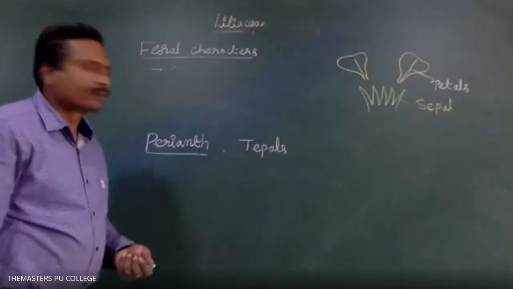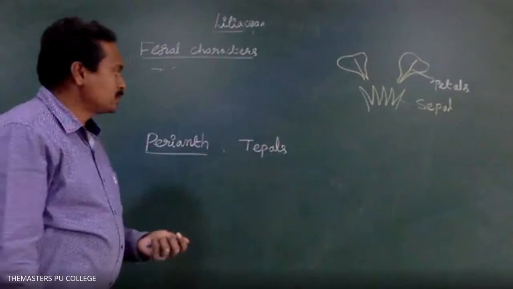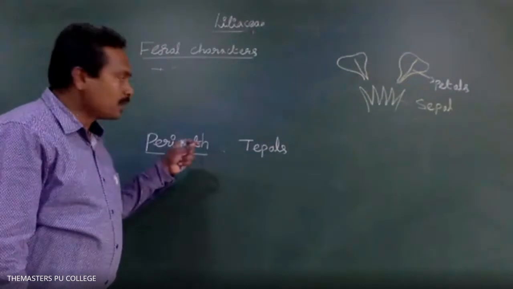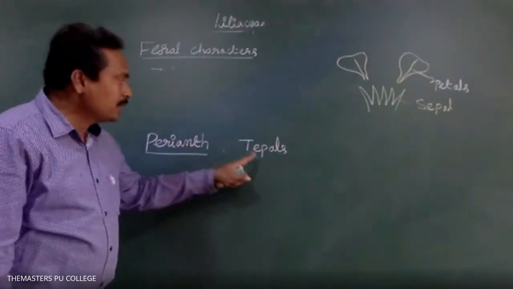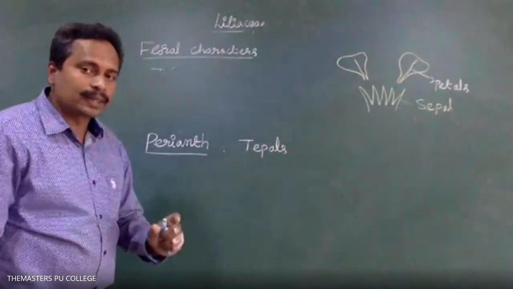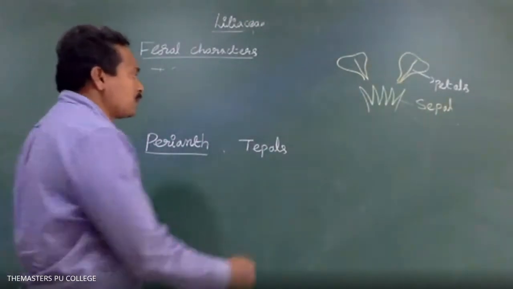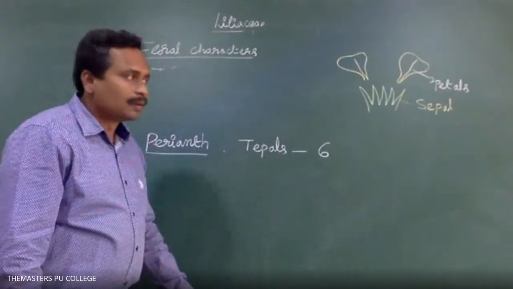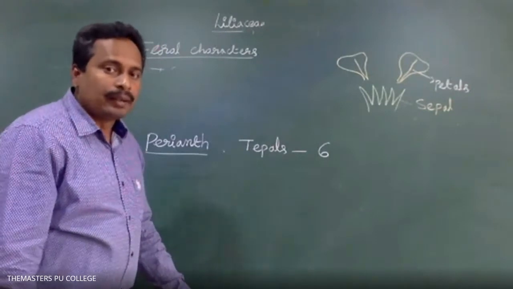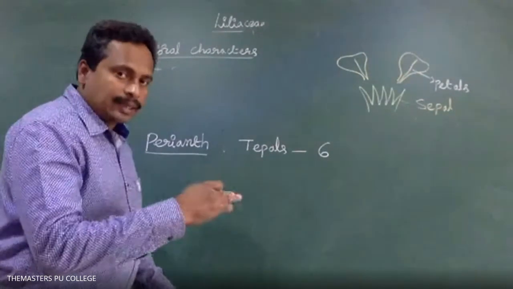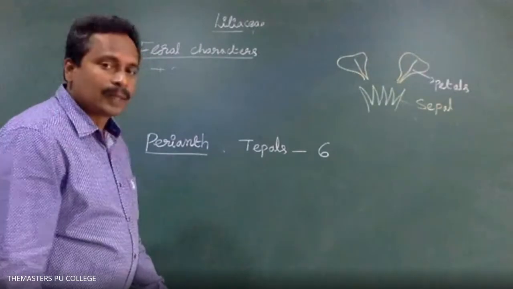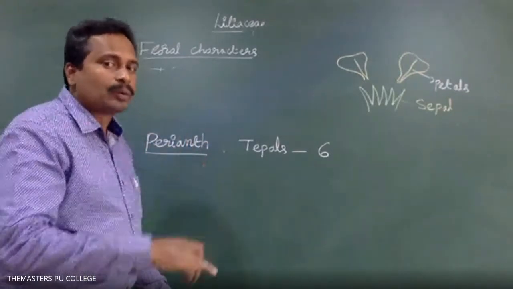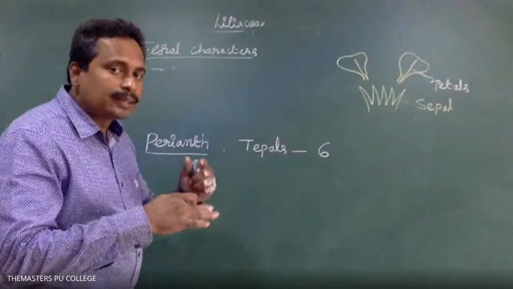Petals, very good. In the perianth, non-essential organs do not differentiate into calyx and corolla, and are known as the perianth. The units of perianth are the tepals. How many tepals are there in a perianth? 6. Very good. Among the 6 tepals, 3 are arranged in one row, and the remaining 3 are arranged in another row.